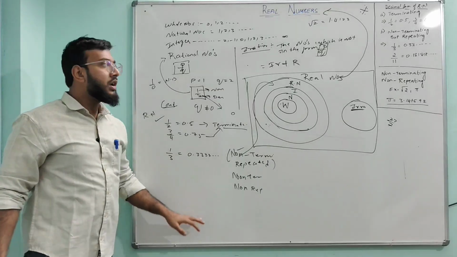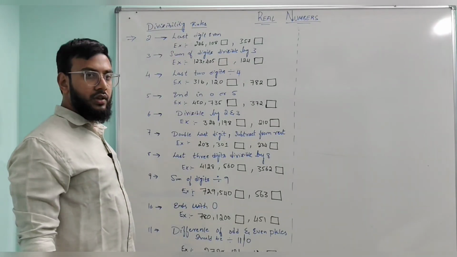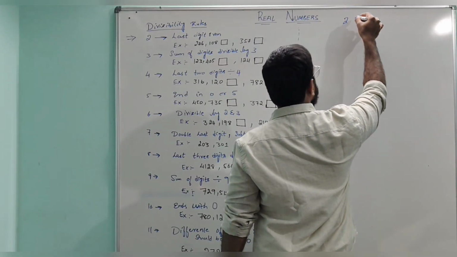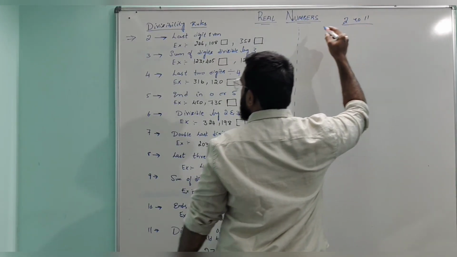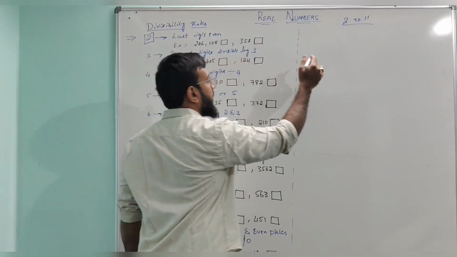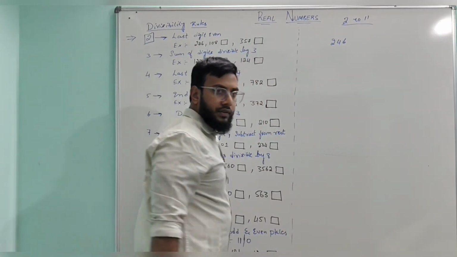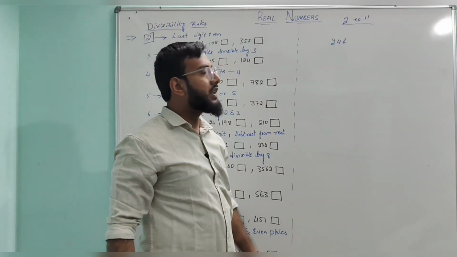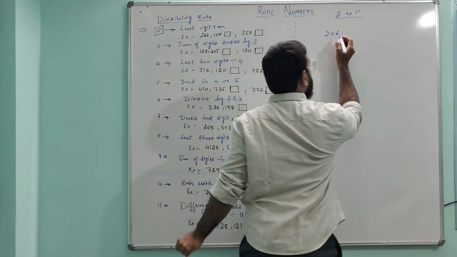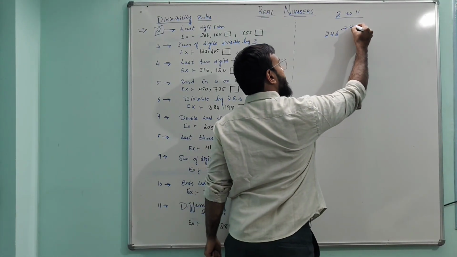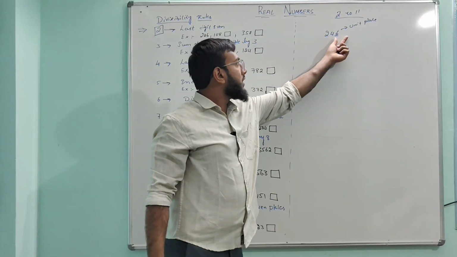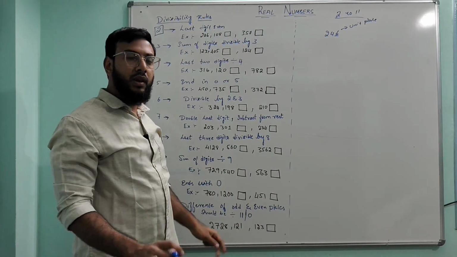Okay, hope you understood. We'll come to the topic of divisibility rules right now. We will be solving the divisibility rules for numbers 2 to 11. First we have the number 2. Assume the example 246. If you want to check whether this number is divisible by 2, the last digit, which is the unit place, should be even. If this is even, that particular number is said to be divisible by 2.